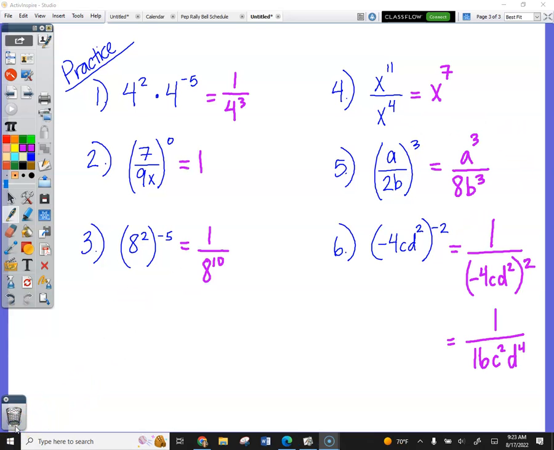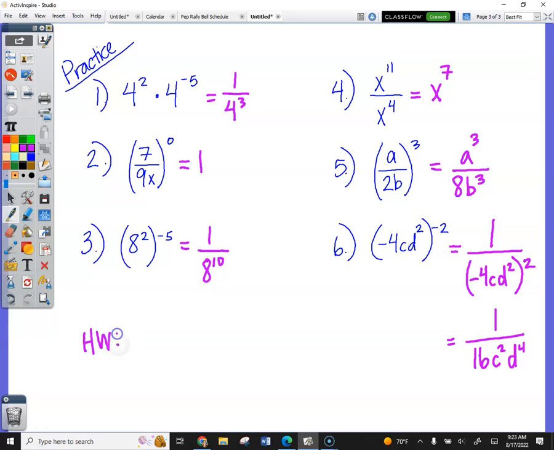Okay, so here's the answers to those practice problems. Number 6, there's multiple ways you could do this. You could distribute the power, but it would be easier to take everything to the power and move it to the bottom, then distribute.